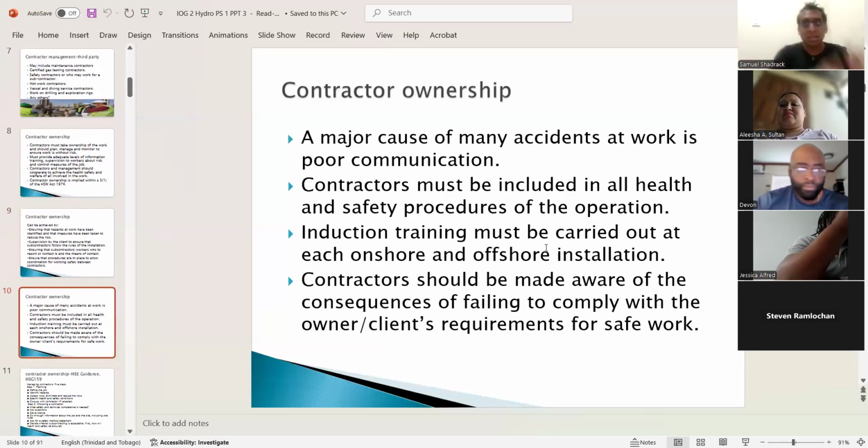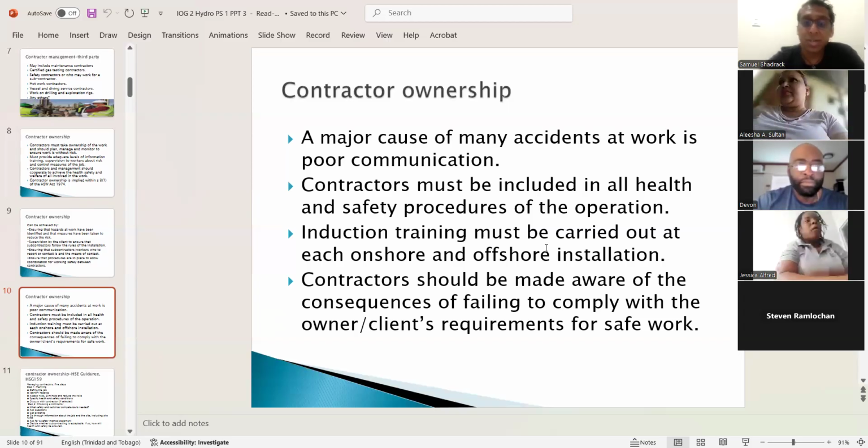So yes, clients have a duty to maintain contractors. And we could bring it back to the industries now, because I said personal and industries is a bit different. So a major cause of many accidents at work is poor communication. Contractors must be included in all health and safety procedures of the operation. Induction training must be carried out at each onshore and offshore installation. Contractors should be made aware of the consequences of failing to comply with the owner or the client requirements for safe work. And that may actually mean you could lose your contract, right?